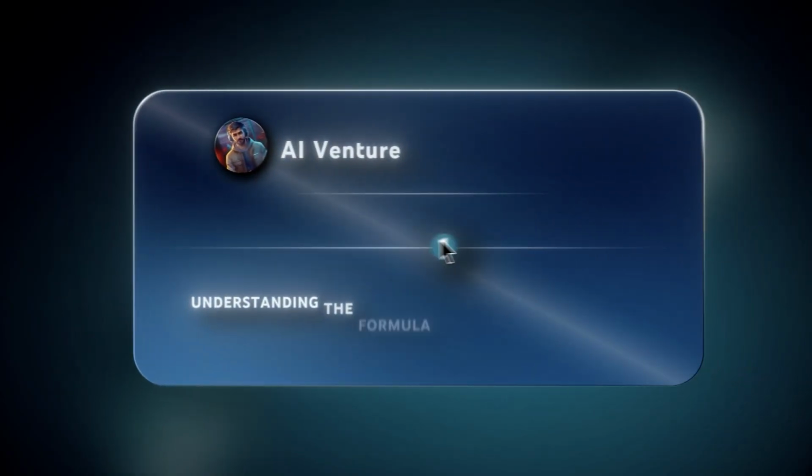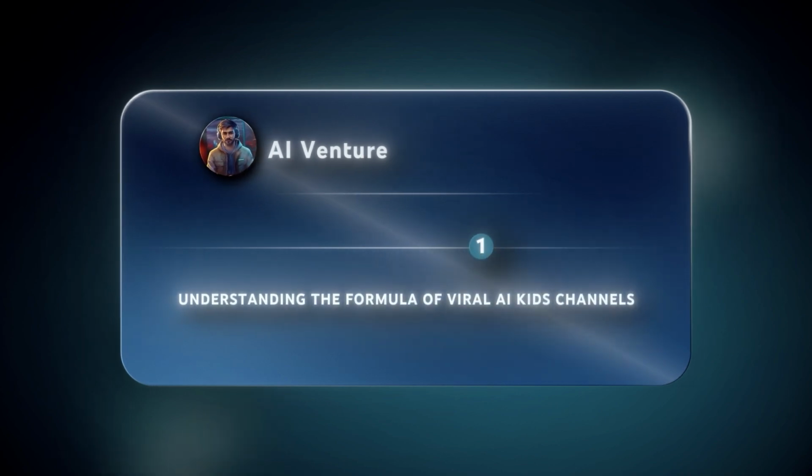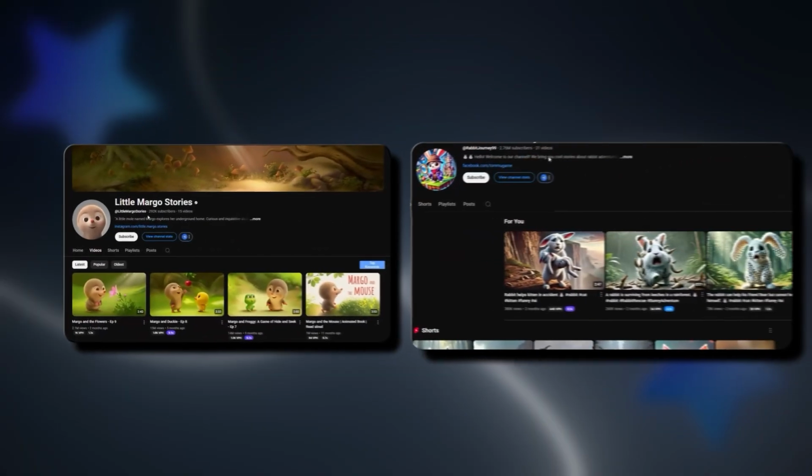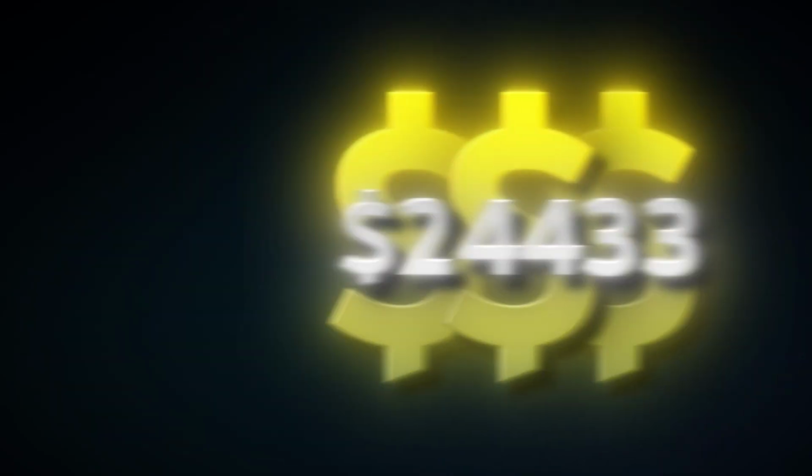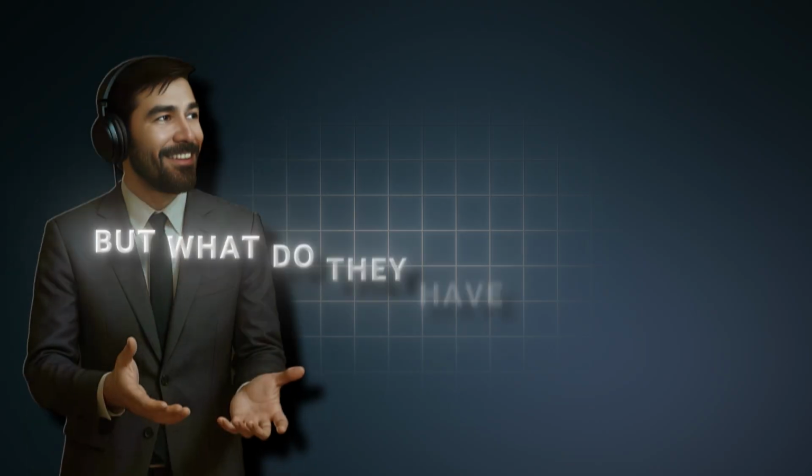Step 1. Understanding the formula of viral AI kids channels. Channels like Little Margot Stories, Rabbit's Journey, and Super Emotional Stories are exploding right now. Millions of views, hundreds of thousands in monthly revenue. But what do they have in common?